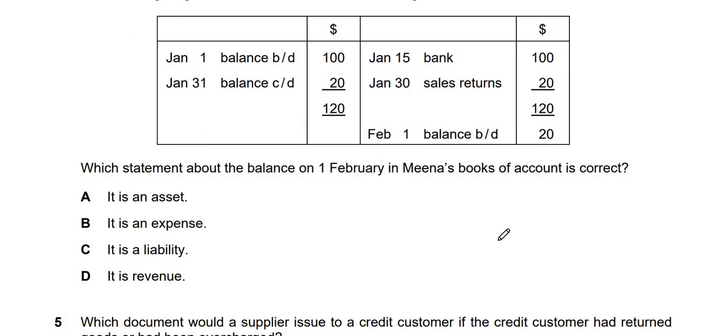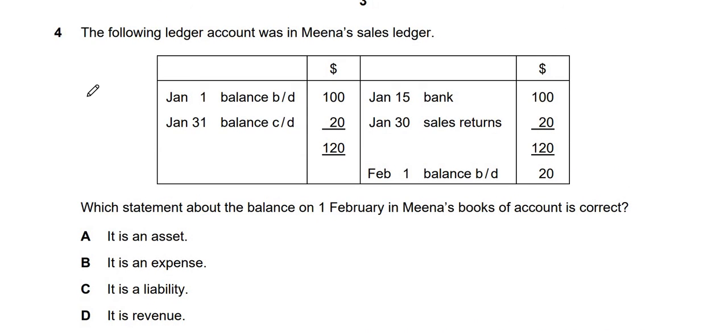Moving on to question number 4. It says the following ledger account was in Mina's sales ledger. Which statement about balance on 1st February in Mina's book of account is correct? So this is the balance. This is balance BD. So look guys, whenever balance BD, this is the debit side, this is the credit side. When the balance BD is on the credit side of the sales ledger, it means that it is a liability. Alright, it means that we have to pay money now. So the answer is going to be C.